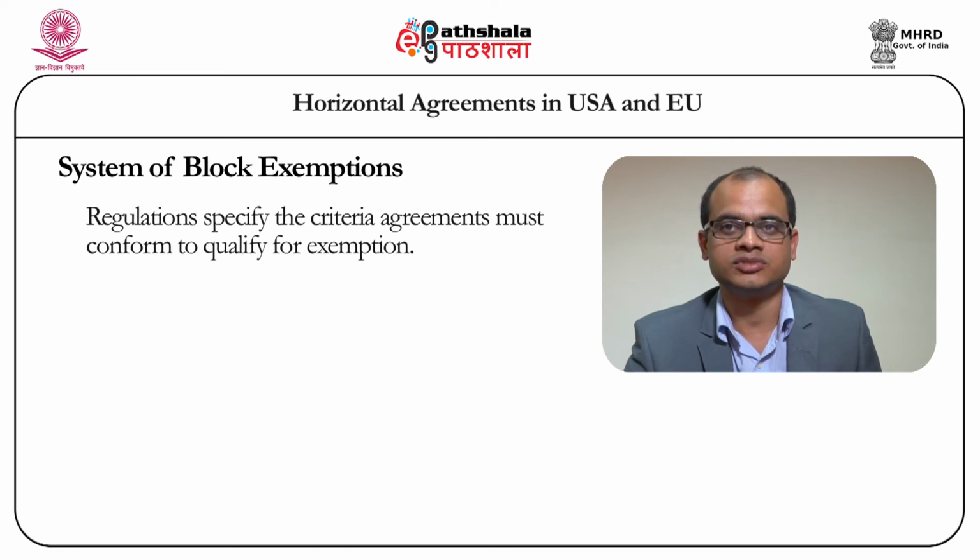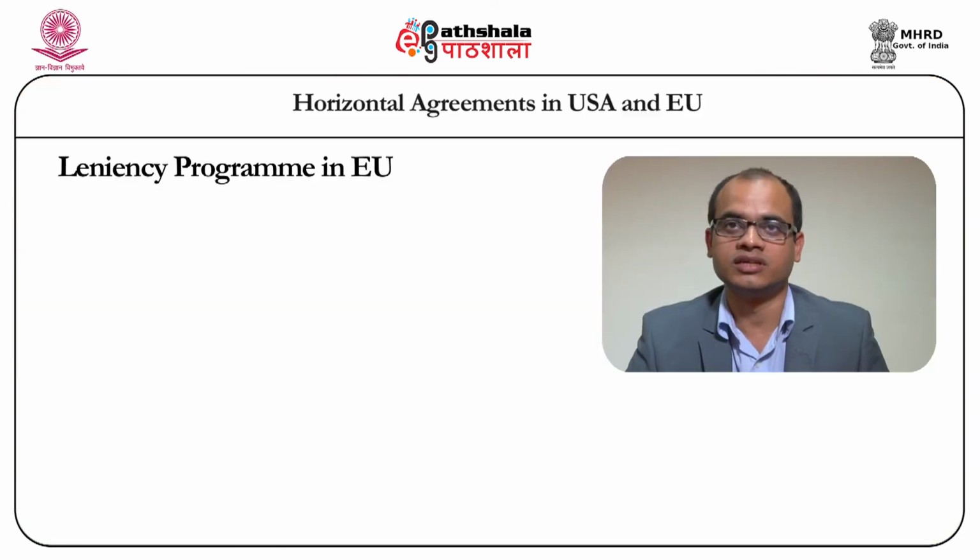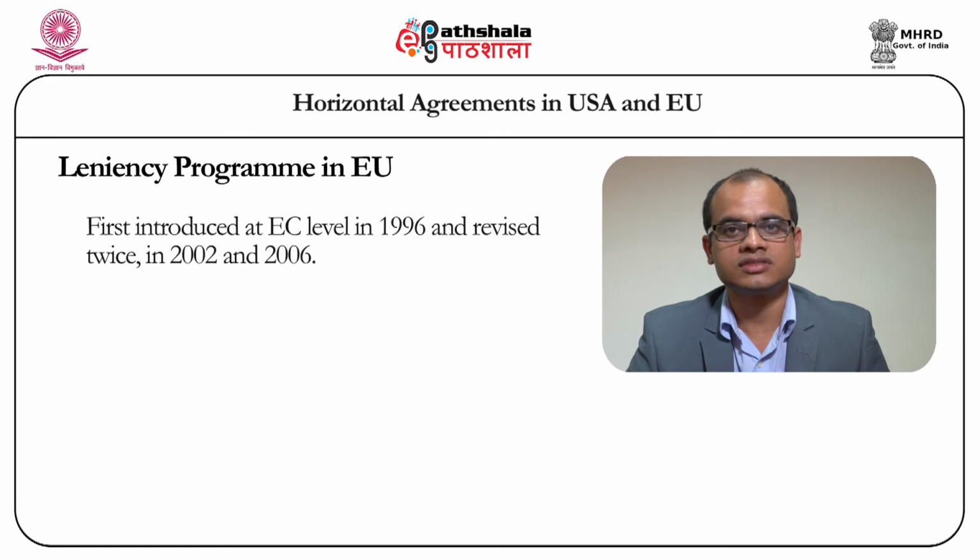So moving on to the next important thing, which we already did in the case of the US and now we'll do in the case of the European Union, is the leniency program, the leniency policy for detection and for fighting cartels. The EU leniency policy was first introduced in 1996 and revised twice. It was first revised in 2002 and then in 2006.